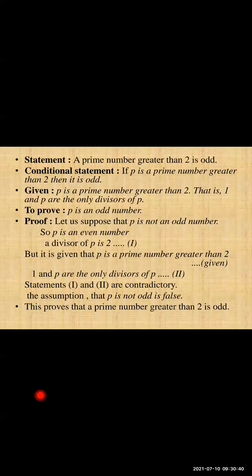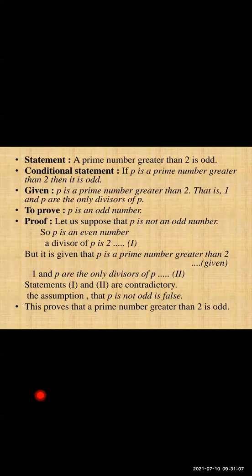Now here we have supposed that P is not an odd number. If it is not an odd number, it should be an even number. Other than that, there is no other kind of number. So P becomes an even number. Now if P is an even number, then 2 will be its divisor. Obviously, an even number is divisible by 2 anytime.